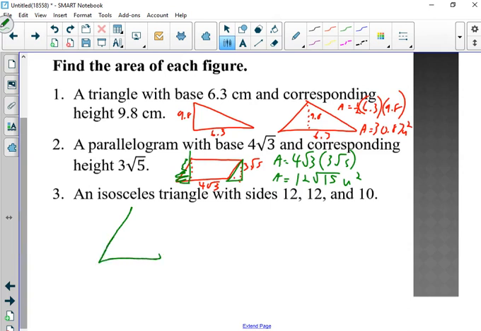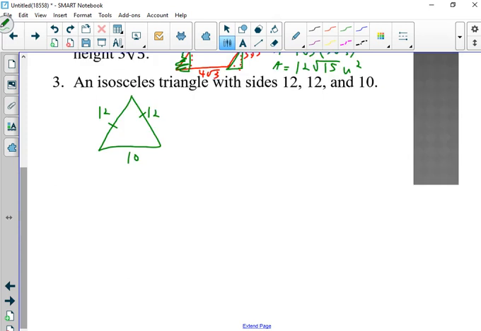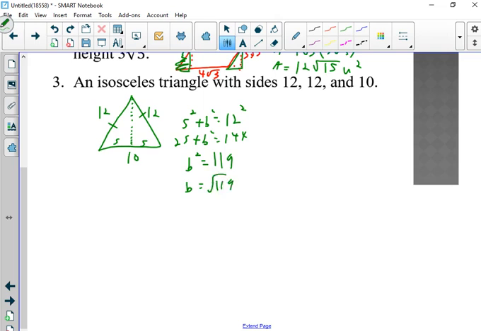Isosceles triangle with sides 12, 12, and 10. Well, it's an isosceles triangle. We need to find the height, which makes this 5 and this 5. Now, I use the Pythagorean theorem to find my height. So 5 squared plus b squared equals 12 squared. 25 plus b squared equals 144. So b squared is equal to 144 minus 25, which is 119. So b is equal to the square root of 119, and that does not simplify.